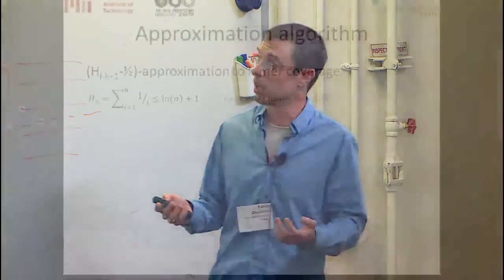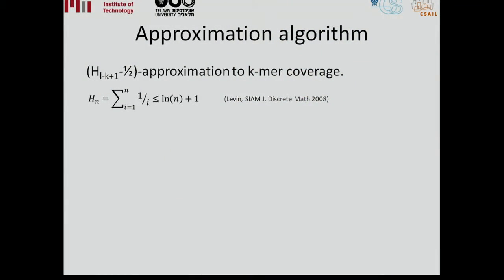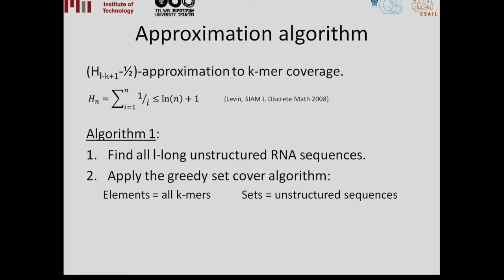We can apply the greedy algorithm and get this ratio of the harmonic sum, which is a sum from 1 to the size of the maximum set in our input. In our case, all of the sequences contain the same number of k-mers, so it's a harmonic sum up to L minus k plus 1. And the harmonic sum is bounded by the natural log plus 1. So this is going to be the first algorithm.